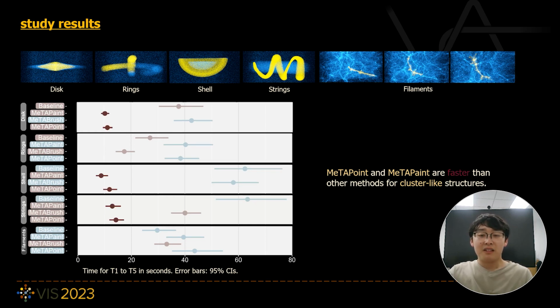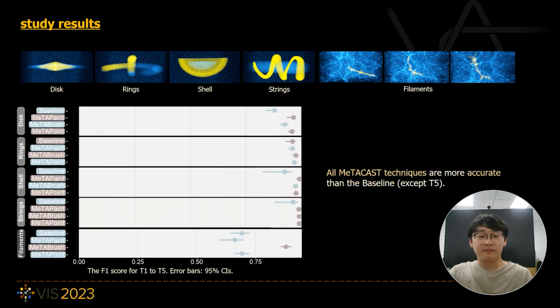From the result, we found that MeTAPoint and MeTAPaint are faster than other methods for cluster-like structures. MeTABrush is faster than other techniques for the branch-like structures. All MeTACAST techniques are more accurate than baseline, except in task 5, where the baseline has a similar accuracy with the MeTAPoint and the MeTAPaint. And for the branch-like structure, MeTABrush is more accurate than other techniques.